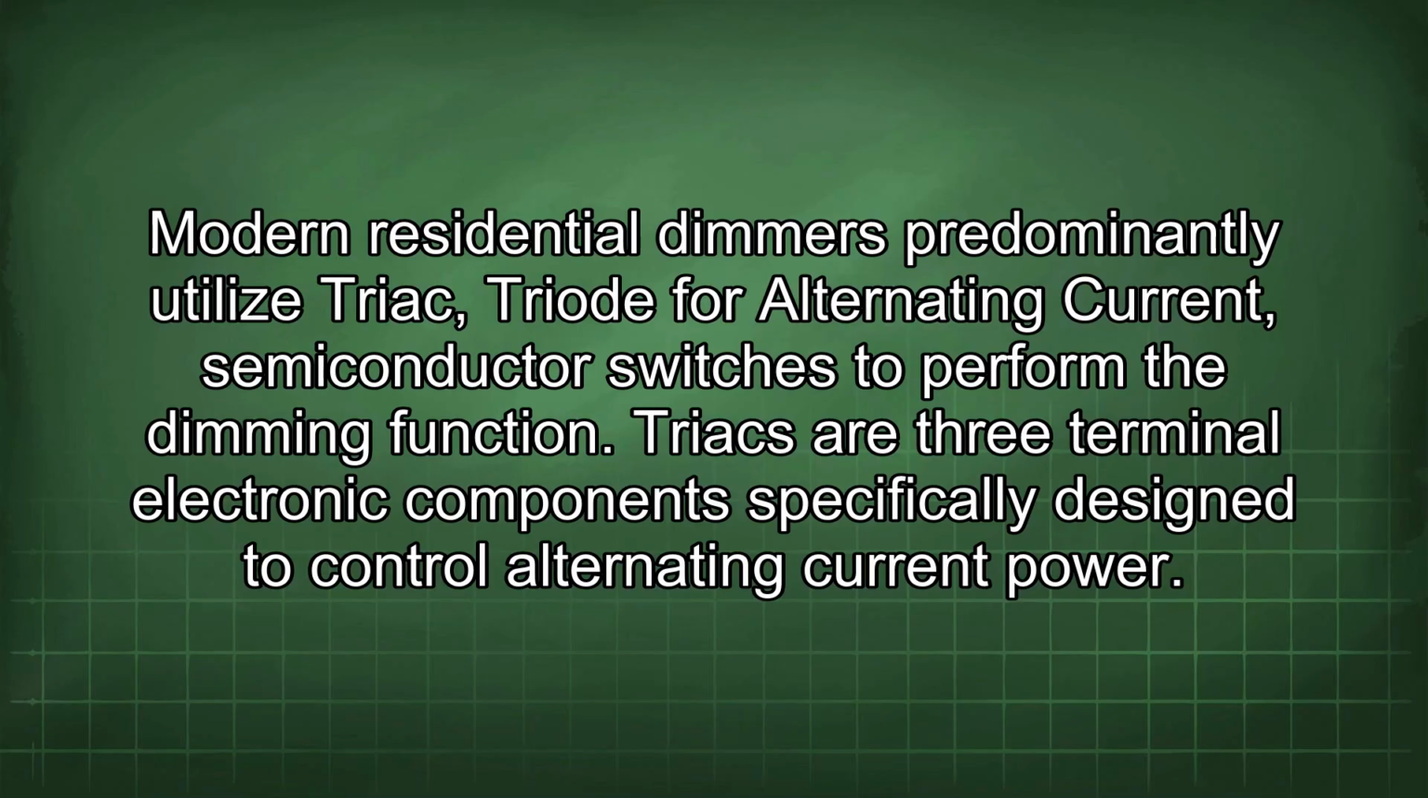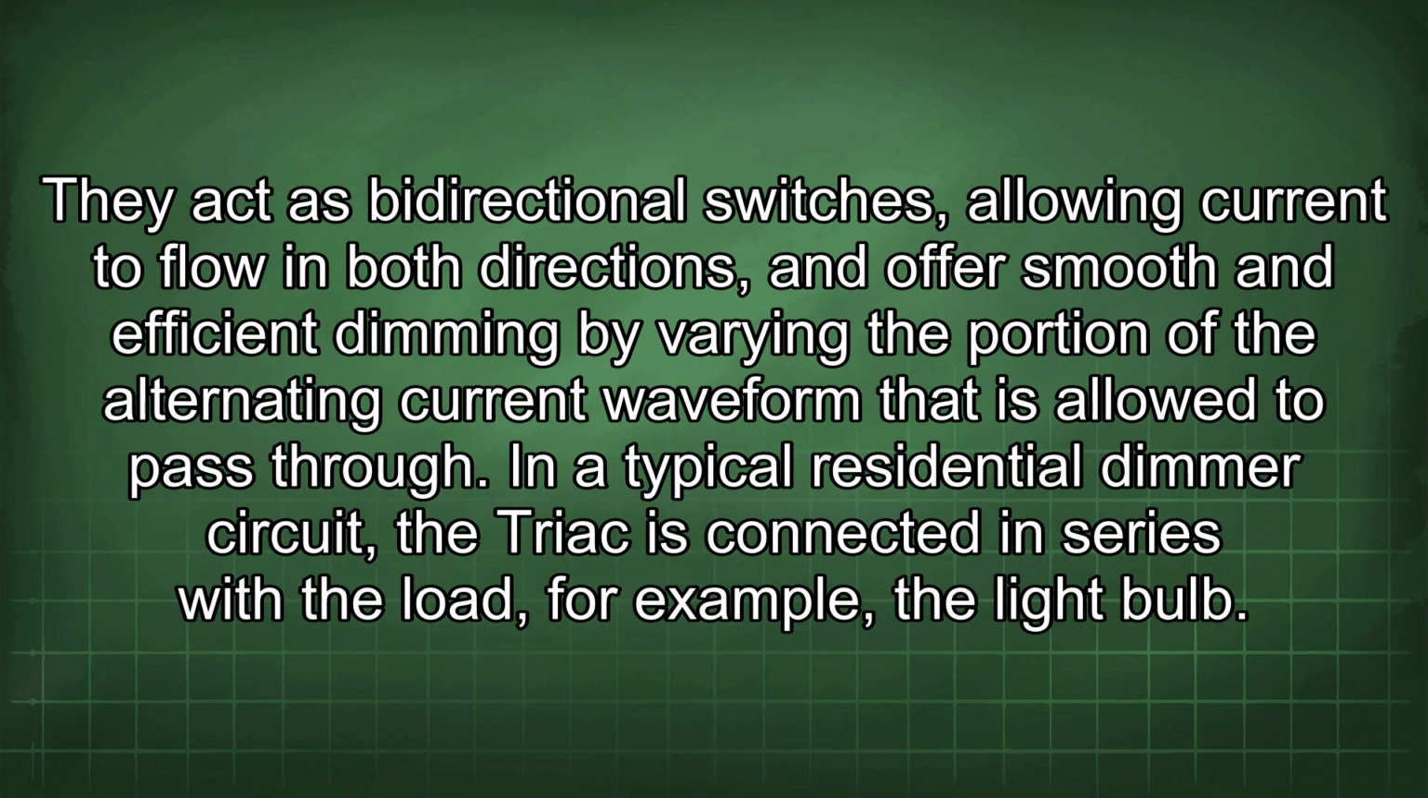Modern residential dimmers predominantly utilize triacs, alternating current semiconductor switches, to perform the dimming function. Triacs are three-terminal electronic components specifically designed to control alternating current power. They act as bidirectional switches, allowing current to flow in both directions, and offer smooth and efficient dimming by varying the portion of the alternating current waveform that is allowed to pass through.